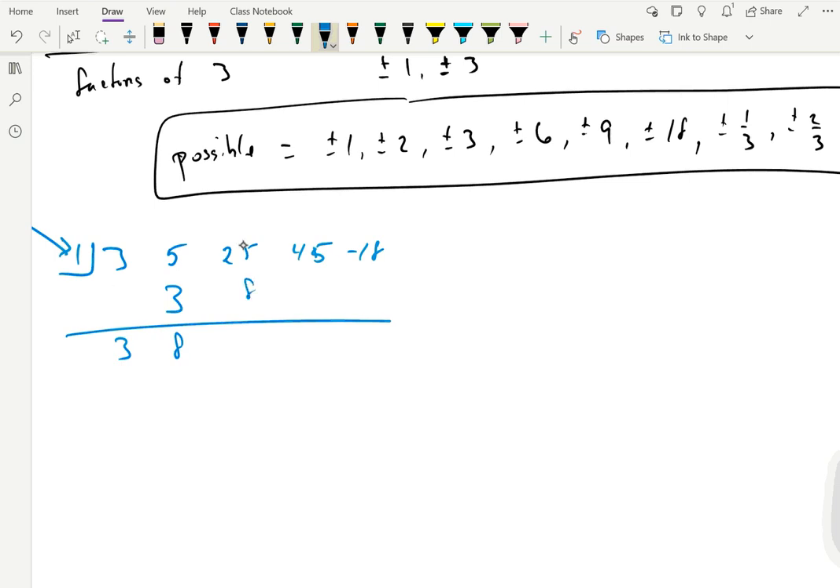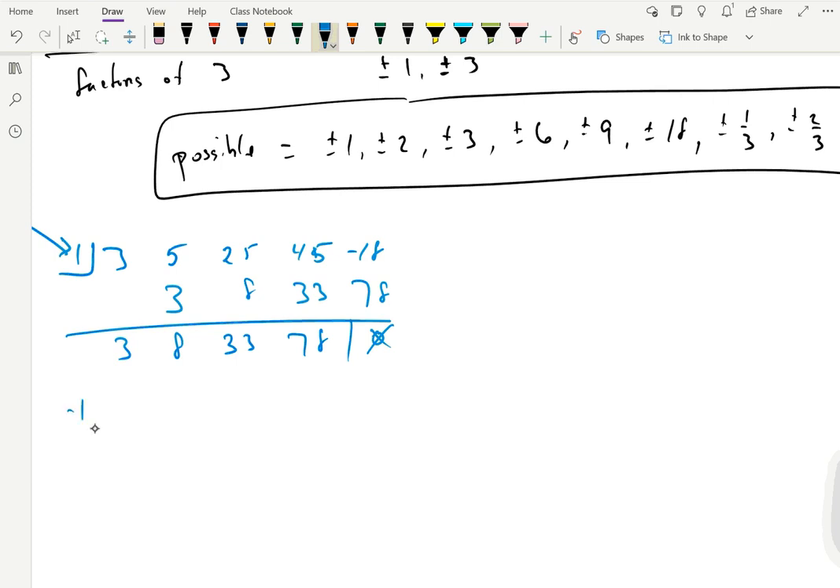8 times 1 is 8. Add these together, we get 33. 33 times 1 is 33. Add these together, we get 78. 78 times 1 is 78. When we put this together, this is definitely not 0. So that is not a solution.